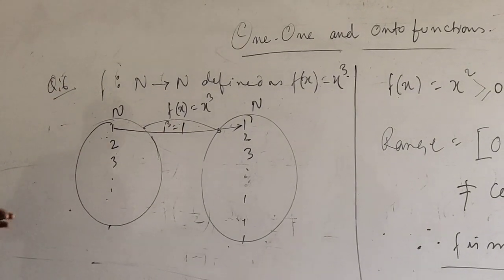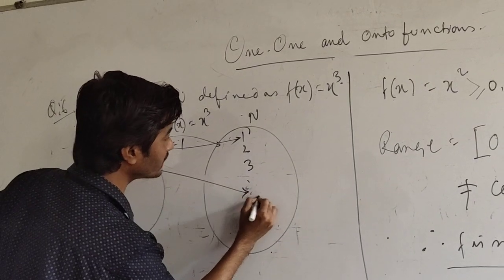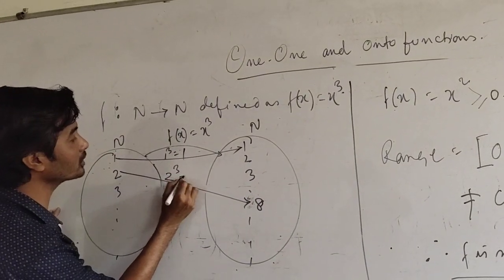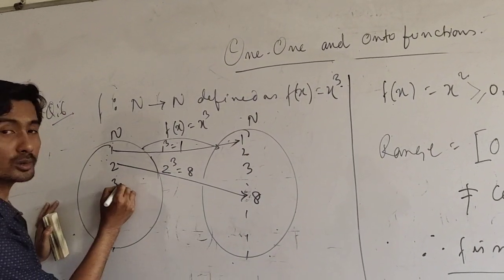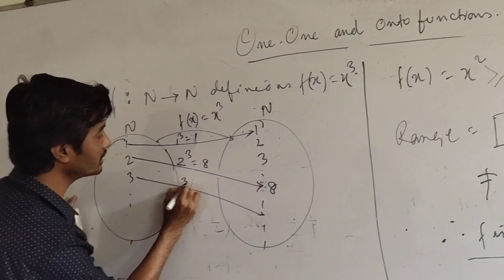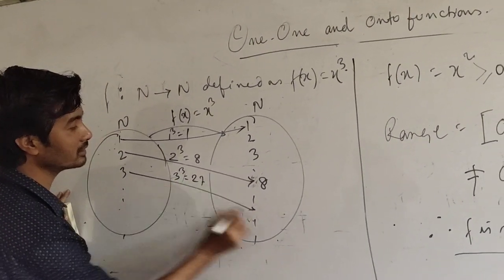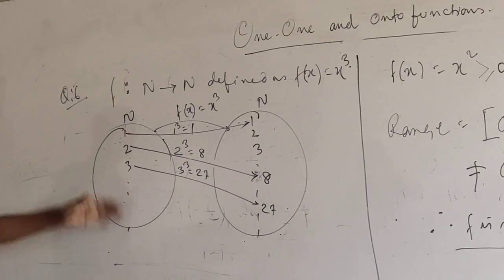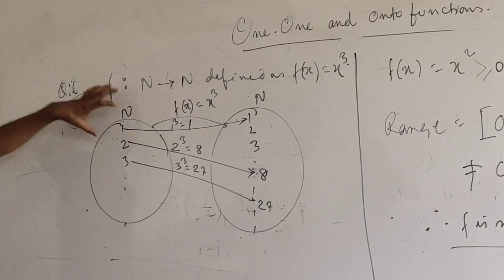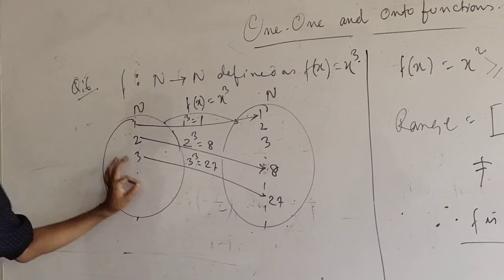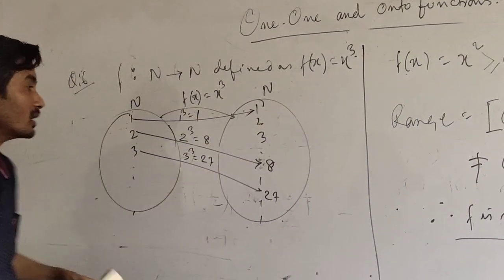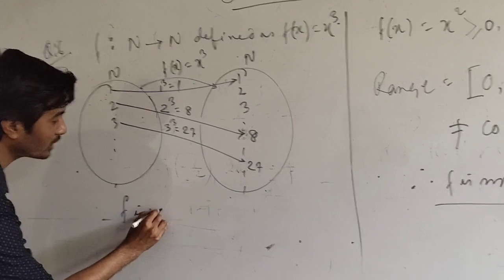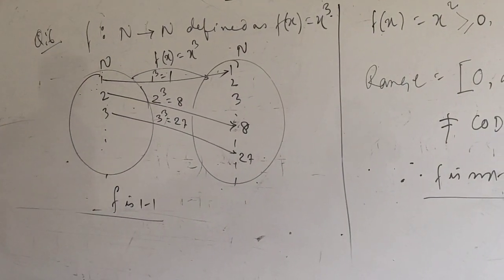Then we go to 2. 2 has image how much? 8, because we know that 2 cube equal to 8. Then you go to 3. 3 will have image how much? 3 cube equal to 27, and so on. We have seen that distinct elements from our domain have distinct images in our codomain. Therefore, f is 1-1. This function is 1-1.